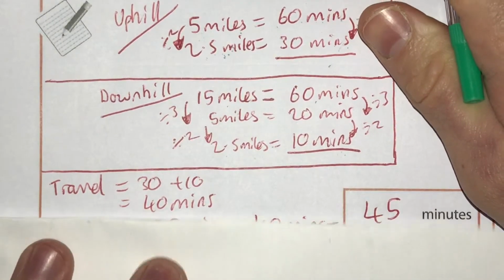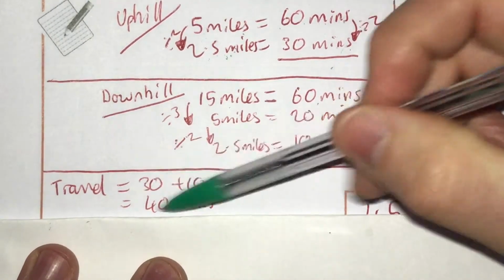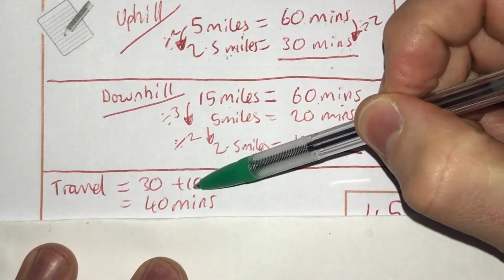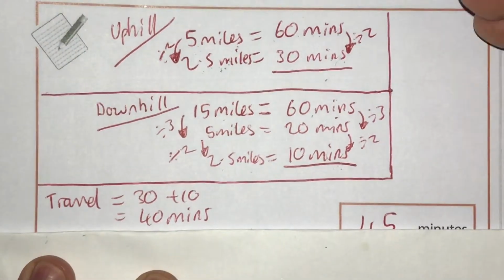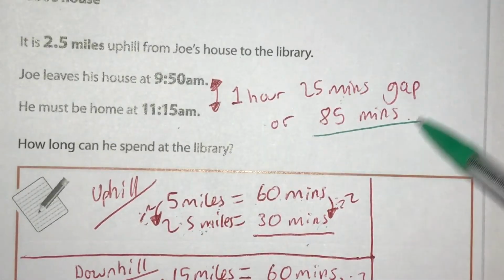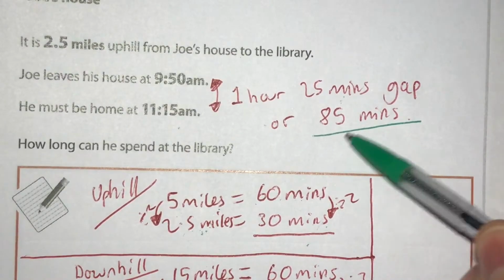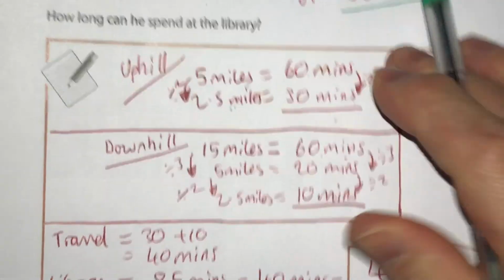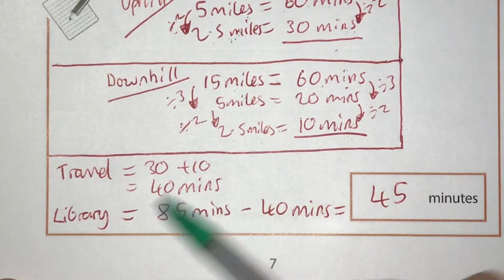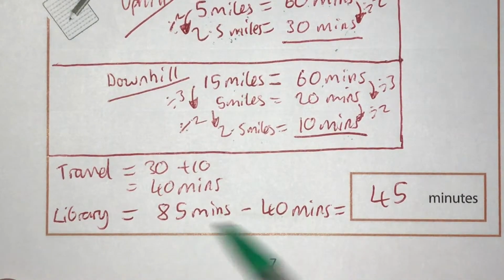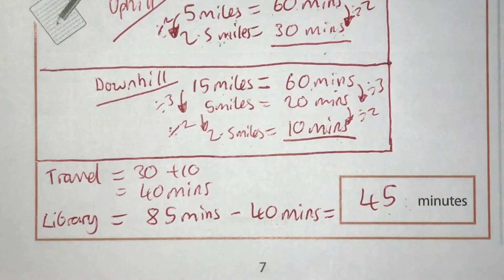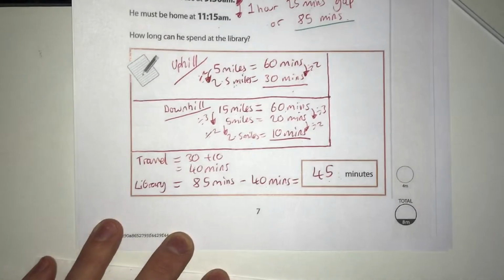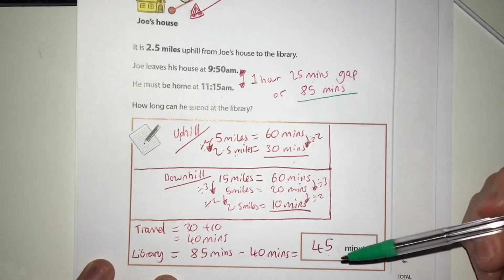So I'm going to start by finding out how long I'm going to take traveling. Well, that's the 30 and the 10, which is 40 minutes. But remember, I did make a note up here. I had 85 minutes to play with. So to find out how long I'm going to have at the library, I had the 85 minutes, take away the time of travel, which is 40 minutes, which means I only get 45 minutes in the library. So a bit of an ugly one to finish on, quite long-winded.